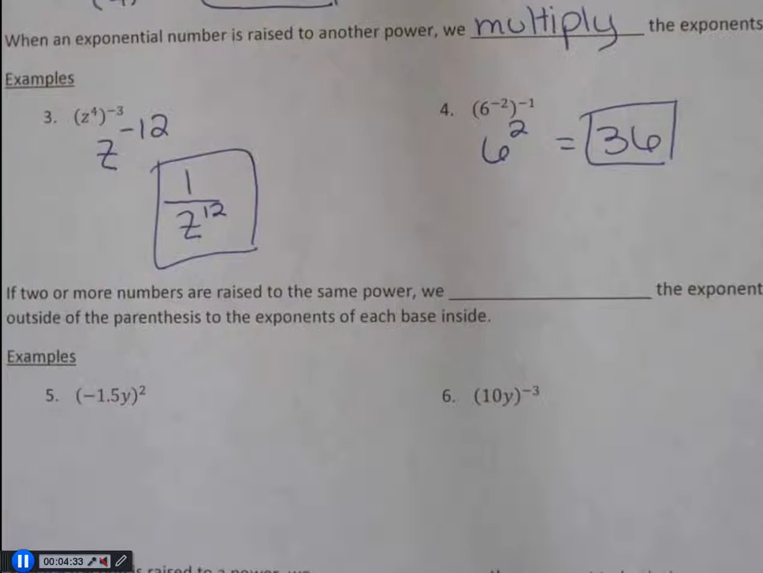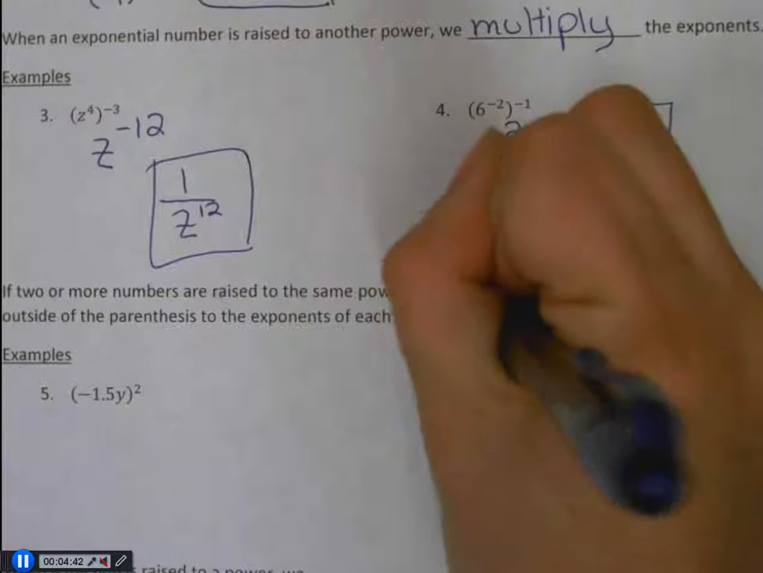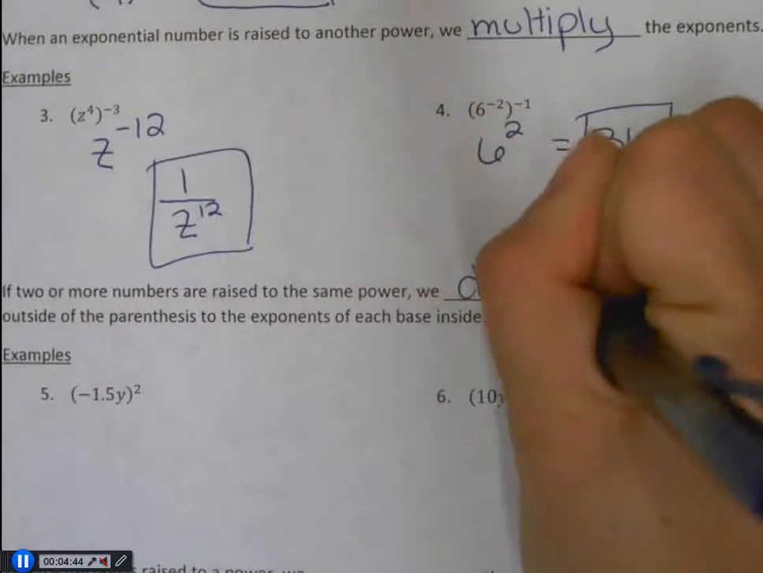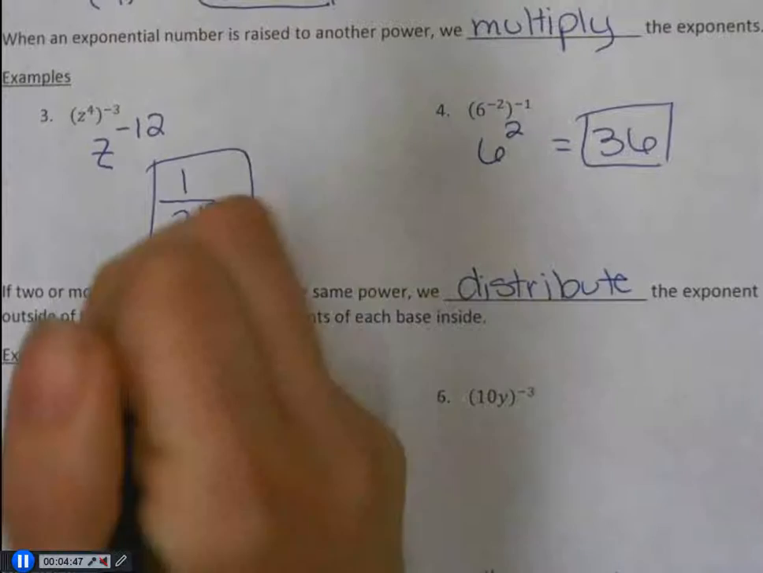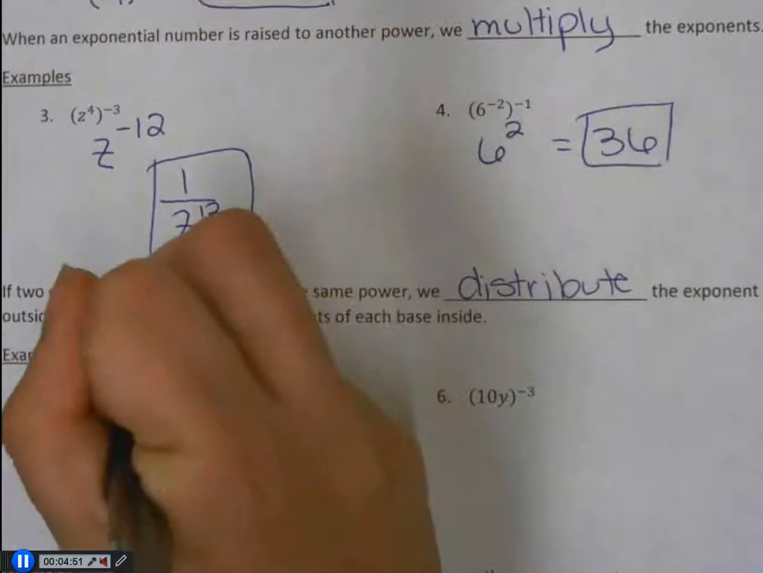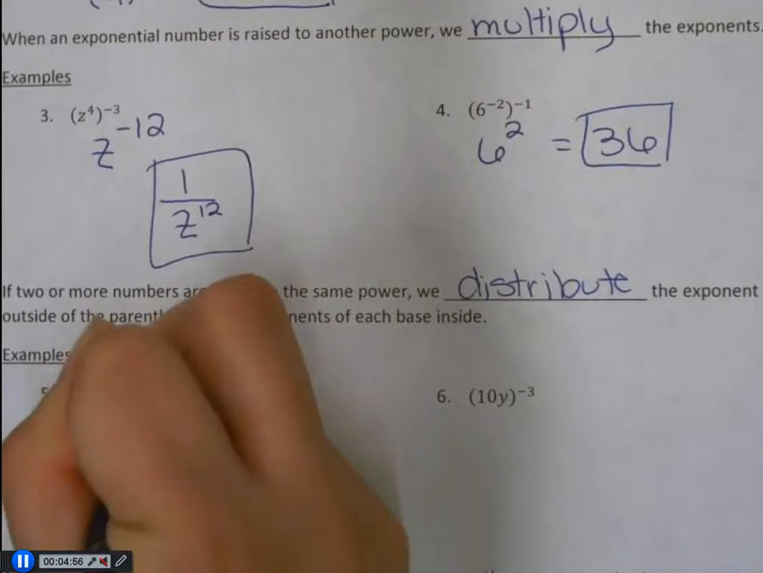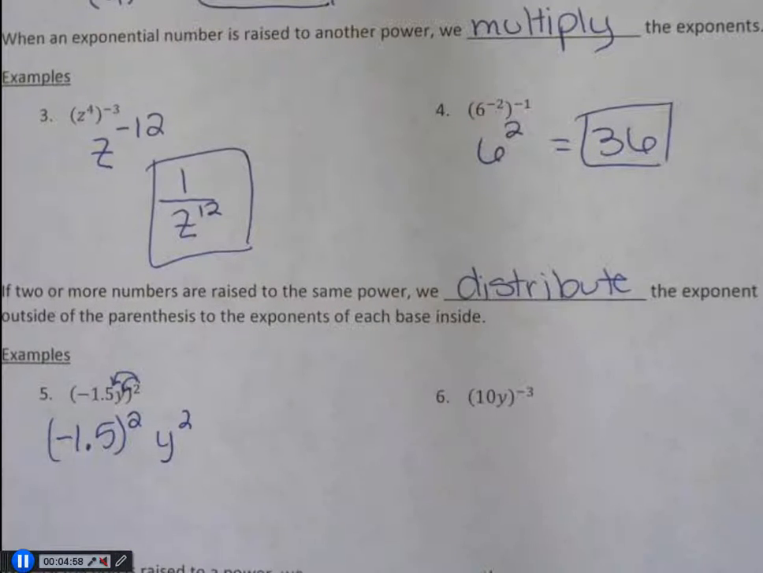Okay, so the next thing we're going to talk about is when I have 2 stuff inside of a set of parentheses and they're both raised to the same exponent, I'm going to distribute my exponent inside. So over here I have the 2. The 2 is going to go to the 1.5, and the 2 is also going to go to the y. So it's going to become negative 1.5 squared, and then it also turns into y squared. They each take the exponent. And then I also want to make sure I keep the negative with the number. So that's why it's in parentheses.